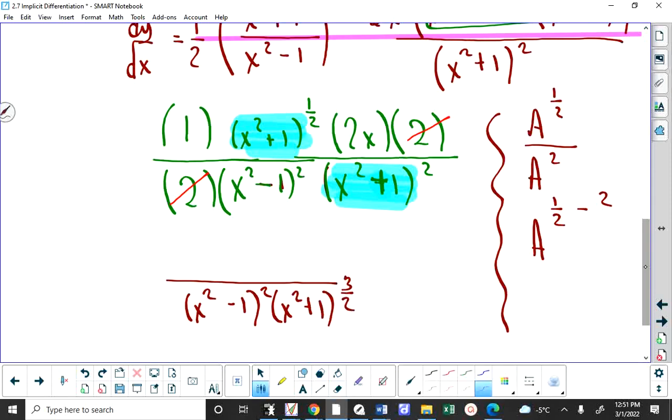Now, I didn't really lose track here, but there's a lot going on, so I want to double check everything. I've reduced the x squared plus 1's down to x squared plus 1 to the 3/2 in the denominator. The 2's are gone. I'm left with an additional 2 plus the x in the numerator, and then x squared minus 1 quantity squared. Follow all that? Okay. Yep. Shouldn't the x squared minus 1 be to the half?